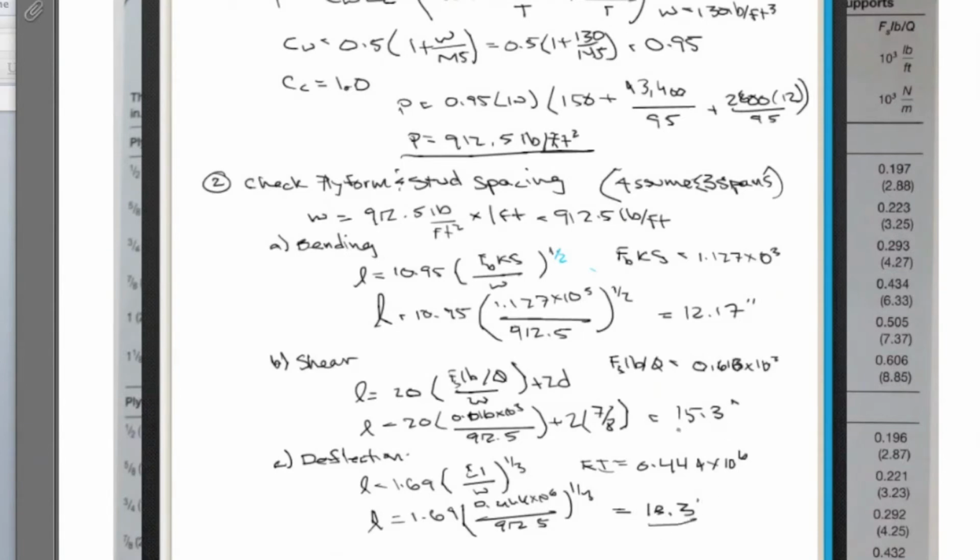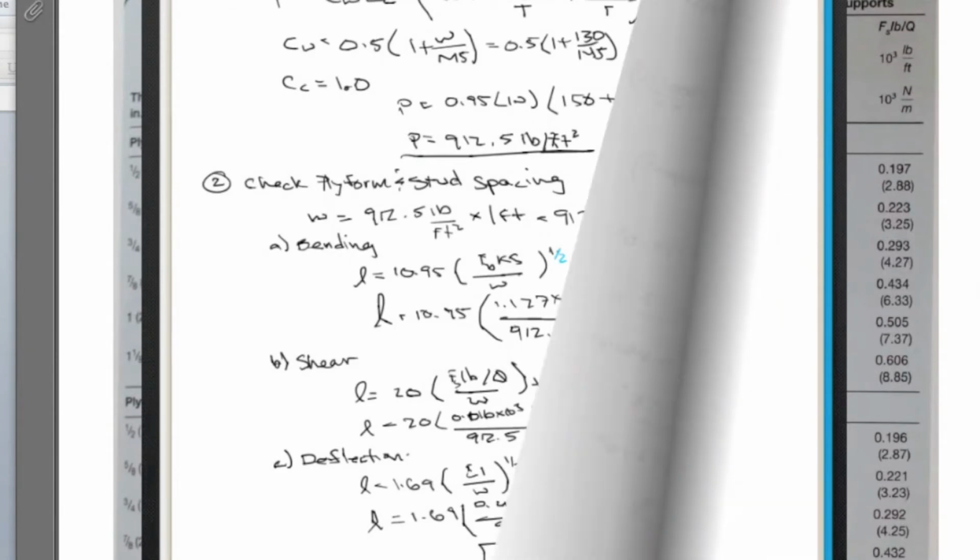So looking at this number and this number, we choose the smallest. It looks like bending governs in this case at 12.17 inches. So we will use a stud spacing of 12 inches. Okay, so that's that. The next step here is to check the stud design and the wale spacing. So number 3, check studs and wale spacing.